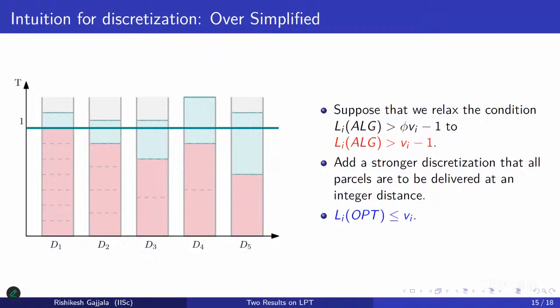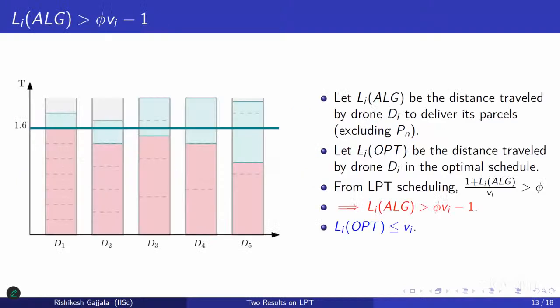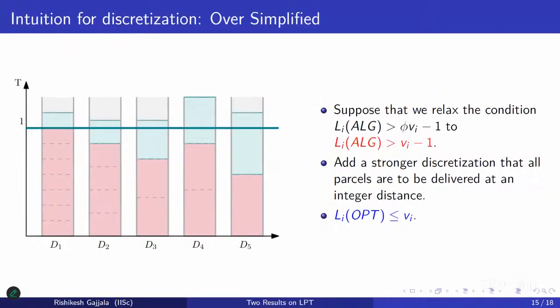And since we are discussing integers, let's look at a much more relaxed condition for now. Earlier we had the observation that Li of alt is always at least vi minus 1. Let's look at a much weaker relaxed condition of Li always greater than vi minus 1. And we have the stronger discretization of only integers. And we also had earlier that Li of opt is at most vi.